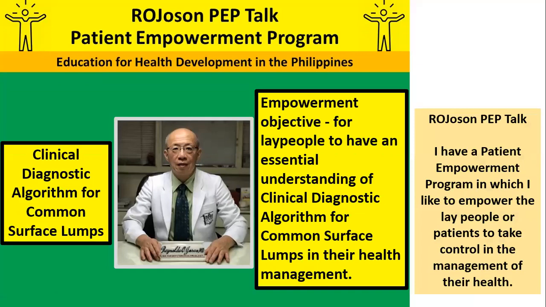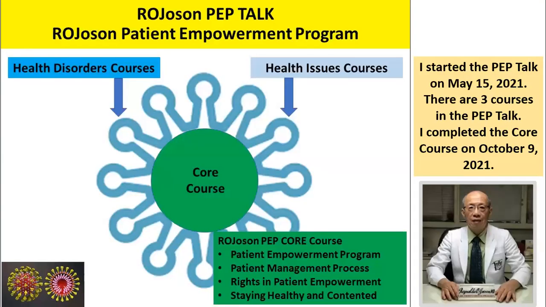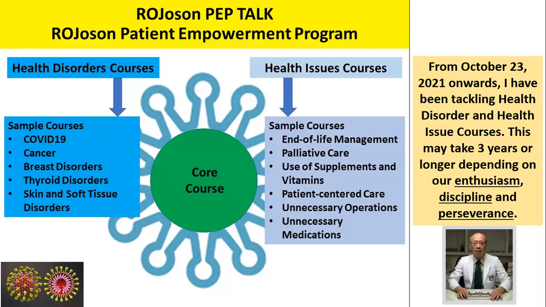I have a patient empowerment program in which I'd like to empower the lay people or patients to take control in the management of their health. I started the pep talk on May 15, 2021. There are 3 group of courses in the pep talk. I completed the core course on October 9, 2021. And then from October 23, 2021 onwards, I have been tackling health disorder and health issue courses. This may take 3 years or longer depending on our enthusiasm, discipline, and perseverance. So by May 15, 2024, we will be reaching the 3rd year already.